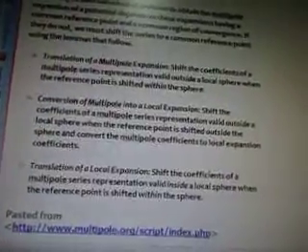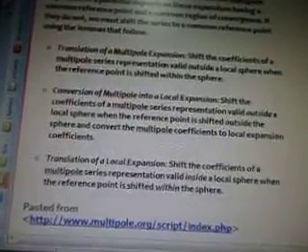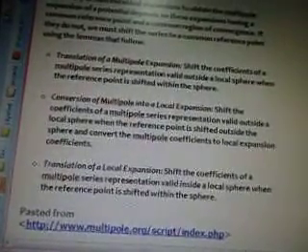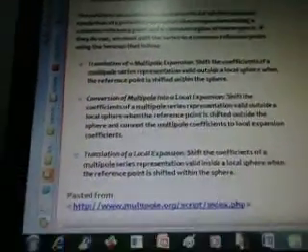Translation of a multipole expansion: shift the coefficients of a multipole series representation valid outside a local sphere when the reference point is shifted within the sphere. Conversion of multipole into a local expansion: shift the coefficients of a multipole series representation valid outside a local sphere when the reference point is shifted outside the sphere, and convert the multipole coefficients to local expansion coefficients.